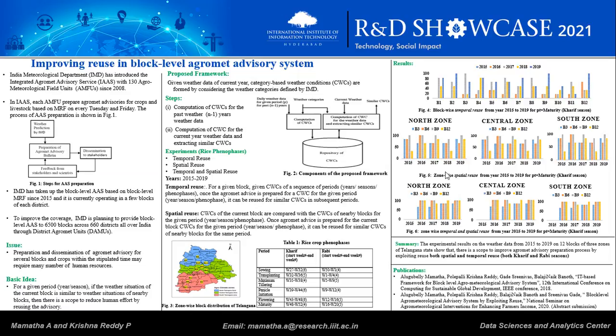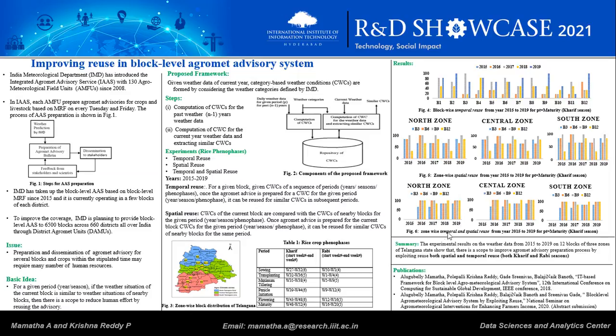Coming to the second experiment, we see here zone-wise spatial reuse for year 2015 to 2019. Here we compare the weather situation of one block in each zone with the weather situations of the other blocks within the same zone, assuming that the adjacent blocks have similar weather. The results are very interesting. It shows that there is high similarity among the adjacent blocks, so that the advisory prepared for one block could be reused for other blocks within the same zone.